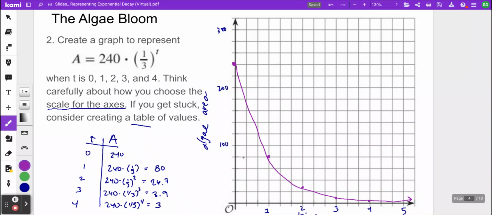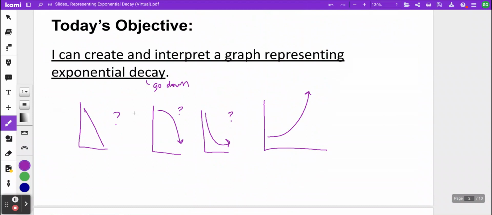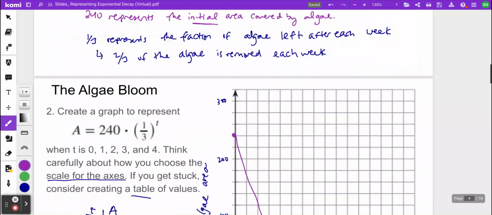So looking at this, we have an example now of what exponential decay would look like. And this is going to be true for a lot of exponential decay graphs. When we were thinking about our different options, it's not going to be a straight line. Those are linear equations. It's not going to curve like this. It's going to curve that other way. So if you were thinking it was this third one, congratulations.